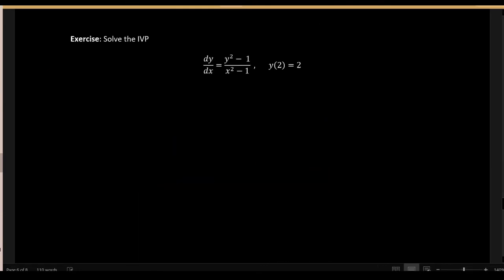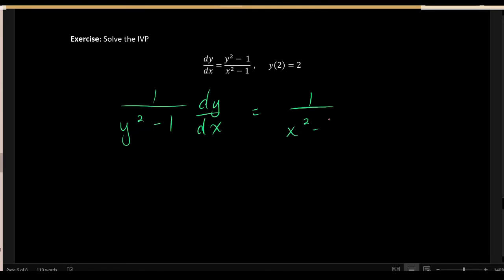One more example, a little bit more robust. Let's solve the initial value problem dy/dx equals y squared minus 1 divided by x squared minus 1, and we require that if we plug in 2, 2 should also be the result. Okay, so let's rearrange this. Let's bring that function of y over to the left-hand side, multiplied by dy/dx, and leave the x's on the right-hand side.